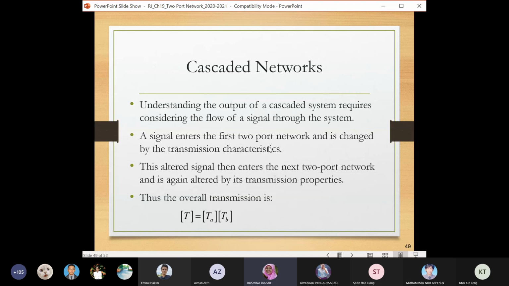Okay. For a cascade network, the best parameter to represent is the transmission parameters. For a cascade system, the total T network parameters is actually multiplication of the first transmission parameter multiplied by the second one. So T is equal to TA times TB. So you understand that the output of a cascade system requires considering the flow of a signal through the system. A signal enters the first two-port network and is changed by the transmission characteristics. And this altered signal then enters the next two-port network and is again altered by its transmission parameters. So the overall transmission is actually multiplication of the internal transmission parameters.